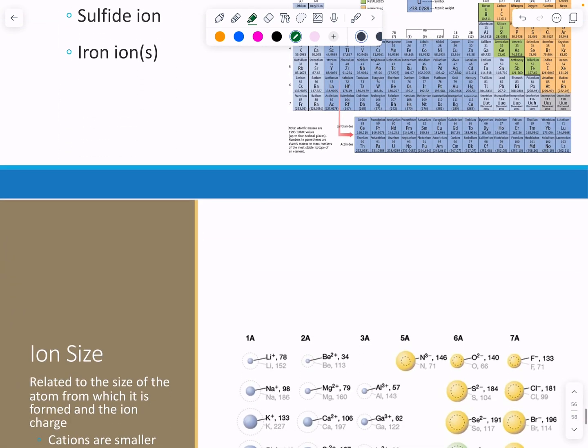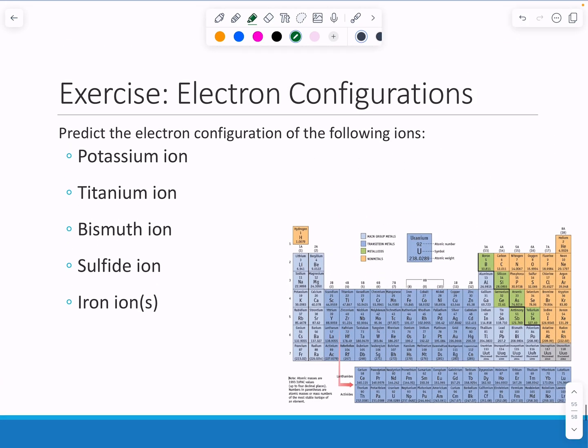All right, so we've got some electron configurations to use for practice. Okay, so let's try to do some of these. All right, so let's talk about potassium. All right, so potassium is our first example.